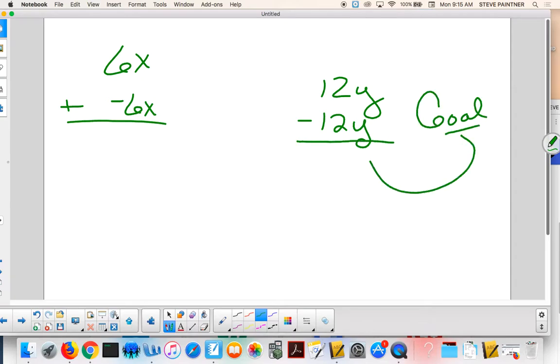This is your goal today. Because what are you going to do when you add these together? You're going to get what? 0. You know what you just did? You eliminated the y term. You eliminated the x term. Guess why they call this the elimination method? Because you eliminate. You knock it out. That's why.